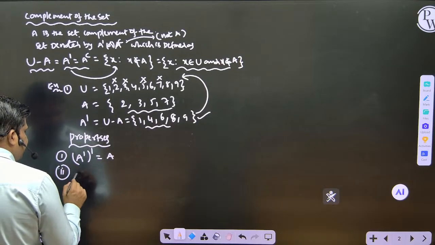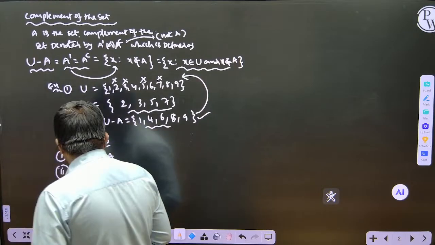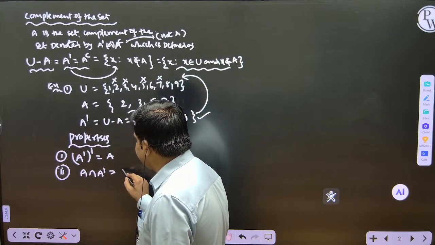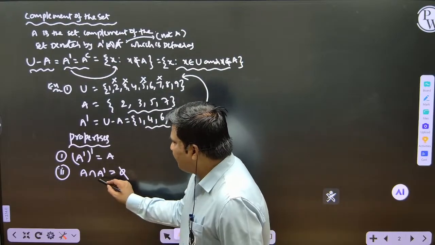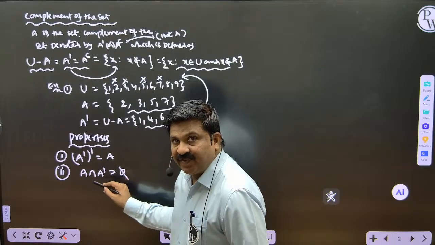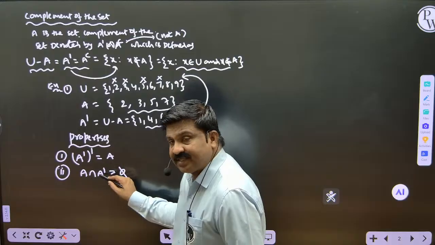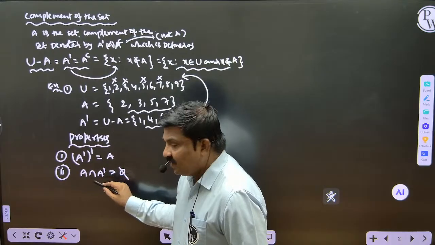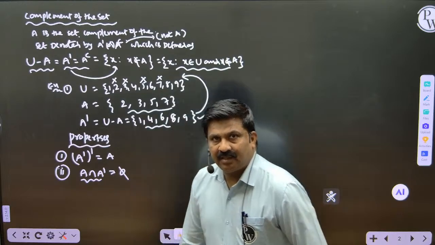Number 2, A and A complement intersection is what? Always phi. Why? A complement means not the elements of A. This is elements of A, this is not elements of A. Then their commonality is obviously the null set.